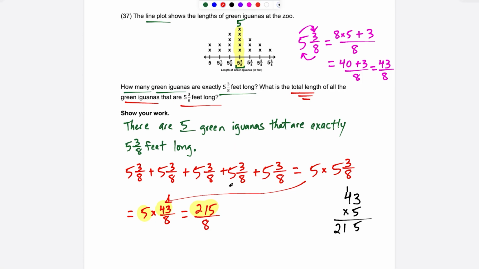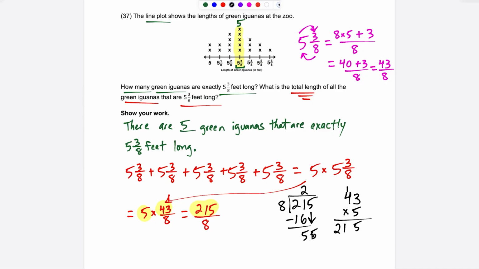But let's say we had to write our answer as a mixed number. Well, if we had to write our answer as a mixed number, then we could do the long division on the side. So I'm going to do 215 divided by 8. And we'll say 21 divided by 8 is 2. And we do 2 times 8 is 16. And we subtract. The difference here, 21 minus 16, is equal to 5. And then we bring down the 5 here.